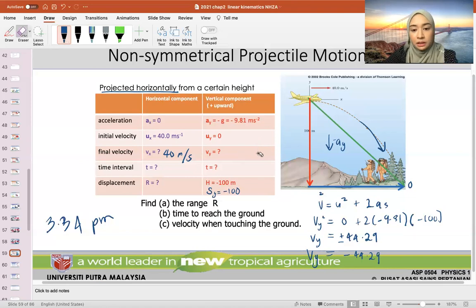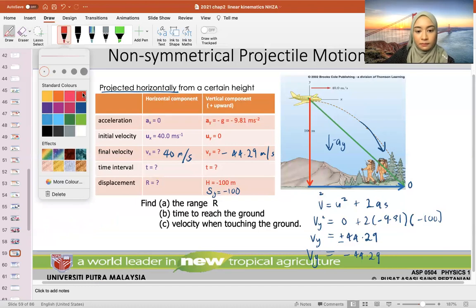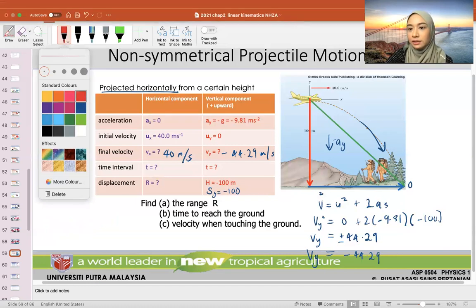So this becomes minus 44.29 meters per second. Now we have the final velocity, check. Now we want to find out the time. What equation should I use? I think many people are already drifting off. A little more, 15 minutes to go.